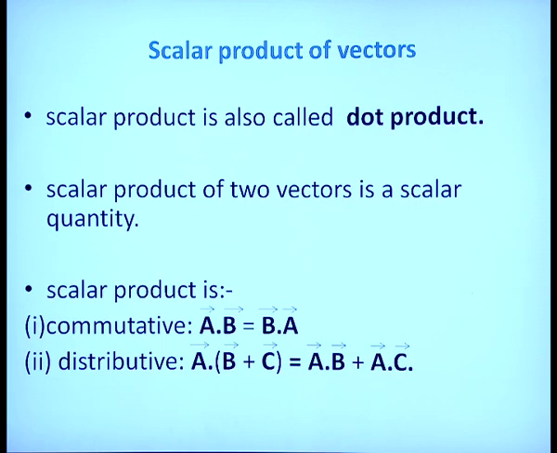The scalar product of two vectors is also called dot product. Scalar product of two vectors is a scalar quantity. The scalar product is also commutative. That means A dot B equal to B dot A. It is also distributive. That means A dot (B plus C) equal to A dot B plus A dot C, as you can see on your screen.